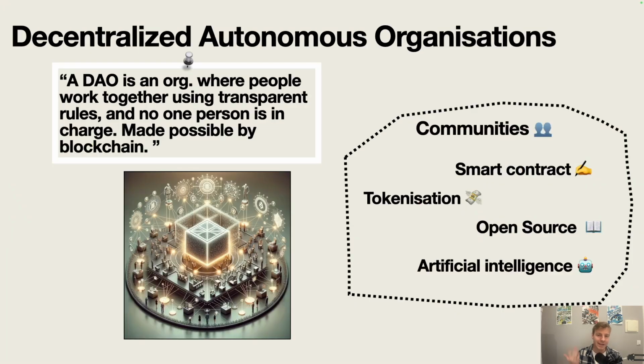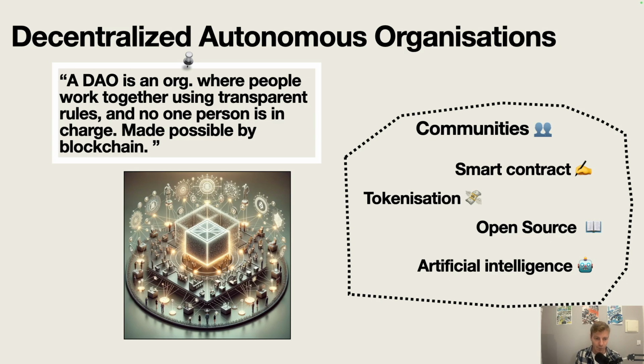So what exactly is a DAO? DAO stands for Decentralized Autonomous Organization, and there are many definitions online. One that I particularly like is this one. A DAO is an organization where people work together using transparent rules, and they use blockchain technology to coordinate themselves. There is no one person in charge, there are just rules and technology. I believe DAOs are super interesting because they combine a lot of technologies that are pretty recent, some of them less recent, but it's essentially a new way of organizing society.